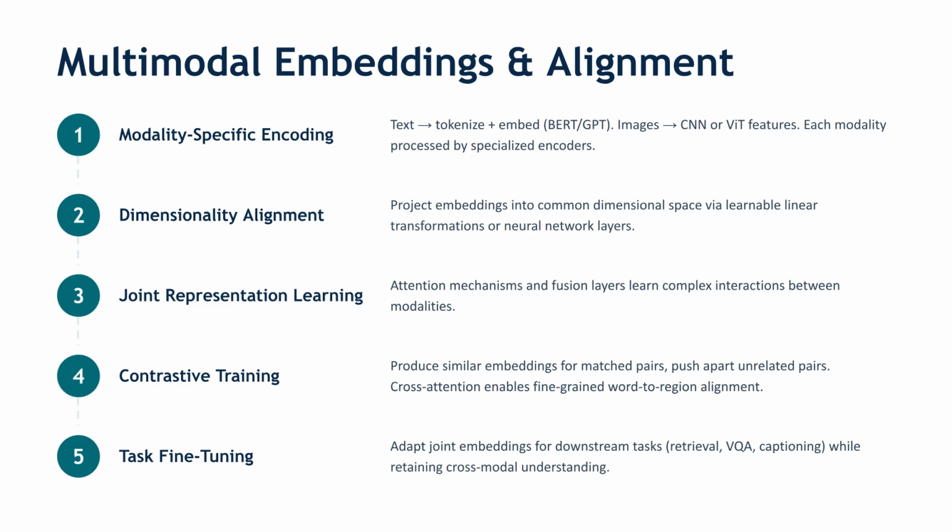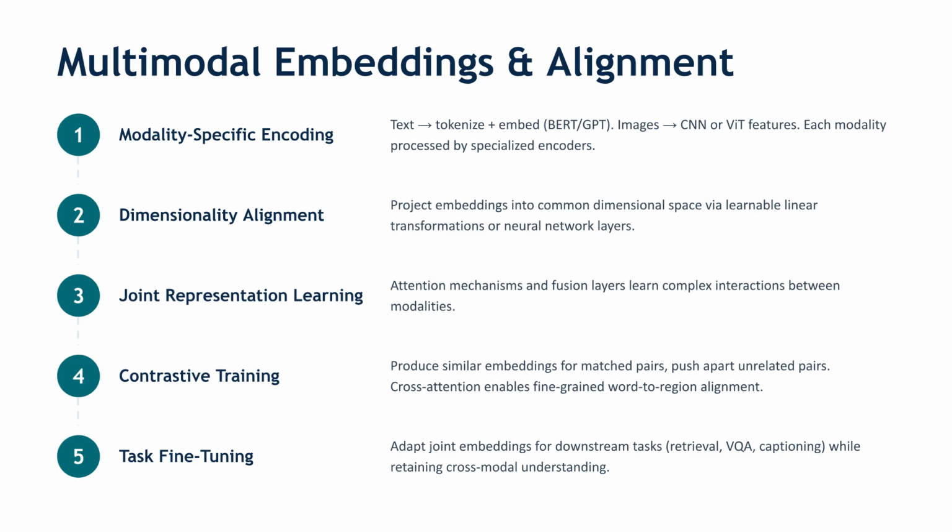Let me explain how multimodal embeddings and alignment work at a conceptual level. The process has 5 stages. Stage 1 is modality-specific encoding. Text is tokenized and embedded using models like BERT or GPT. Images are processed through CNNs or vision transformers. Each modality is handled by a specialized encoder, optimized for that type of data. Stage 2 is dimensionality alignment. The embeddings from different modalities typically have different dimensions. We project them into a common dimensional space using learnable linear transformations or neural network layers.